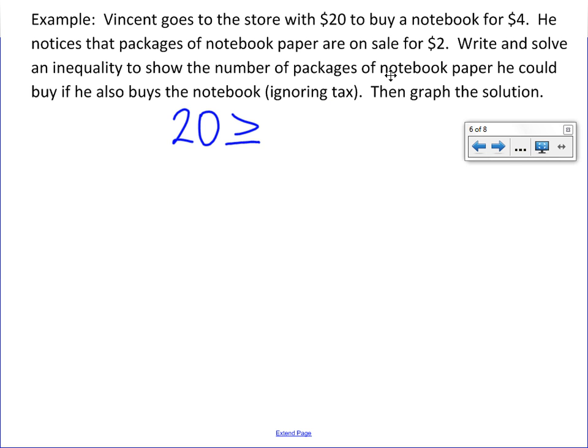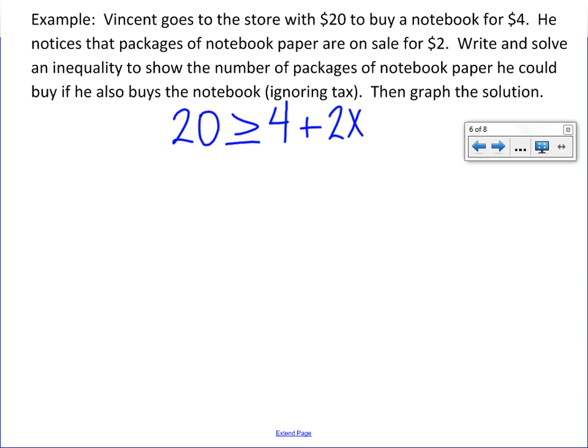Now I also know that he wants to buy a notebook and it's $4 for just the notebook. So I'm going to put my 4. Plus, he wants to buy packages of notebook paper and they're on sale for $2 each. So I'm going to show $2 each by writing 2x. So this tells me that if he buys a notebook plus 2x, that has to be less than or equal to $20.